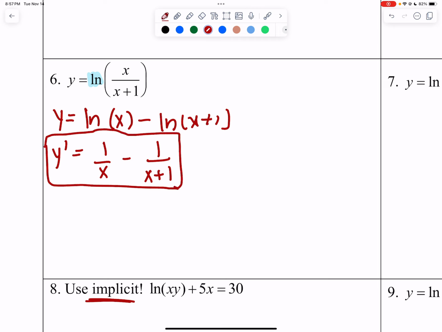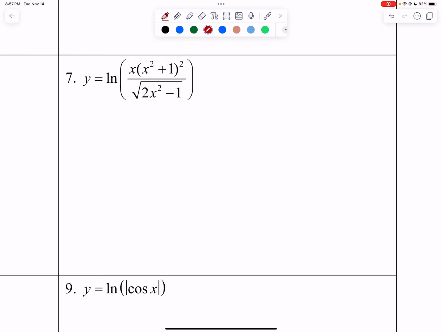All right, what I want you guys to do is pause the video, okay? Do number 7. Even though it looks scary, it's not. Use your expansions from Math 3. I know you guys can do this. And then click play once you're done.